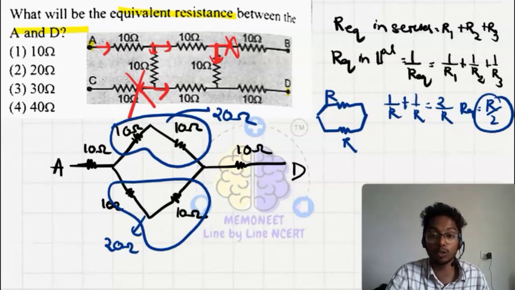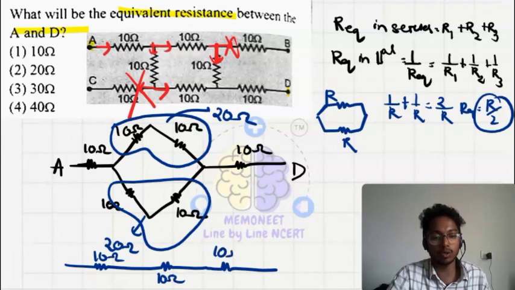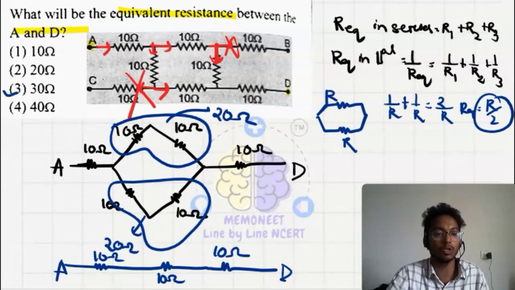Okay, so it will be half of the resistance if both the resistances are equal. These two resistances are 20 ohm, 20 ohm. So what will be the equivalent resistance? That is 10 ohm. So how can I now form the circuit? This is 10 ohm, this will become 10 ohm, and this is also 10 ohm, and this is A point and this is D point. So these three are in series, and the sum of these three will be our equivalent resistance, that is 10 plus 10 plus 10, 30 ohm. So option 3 is our correct answer.